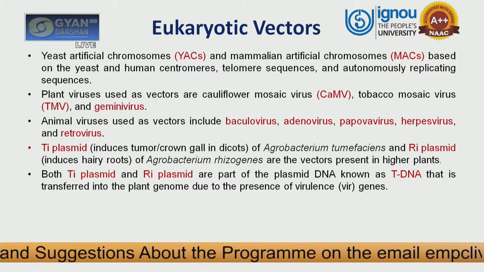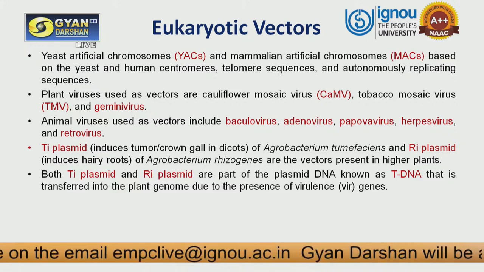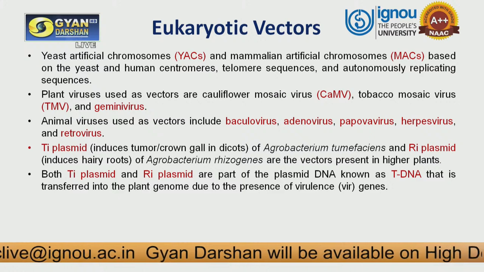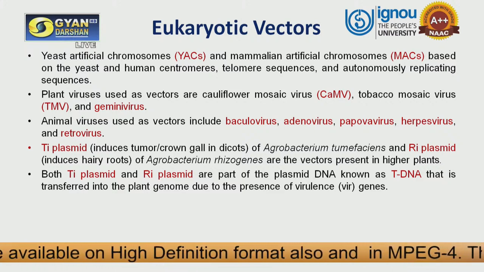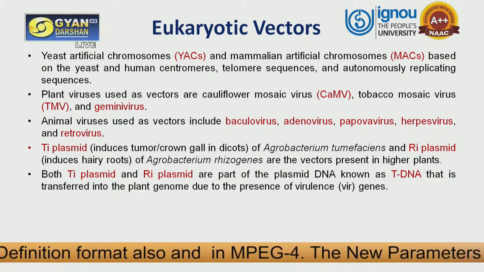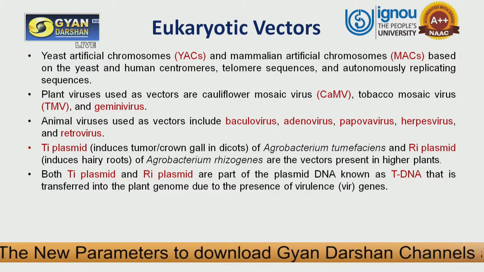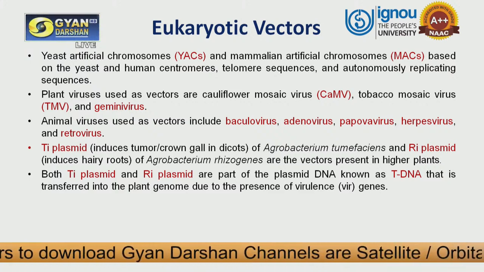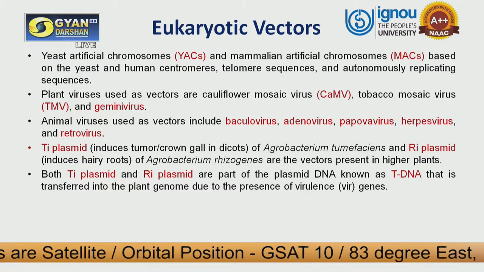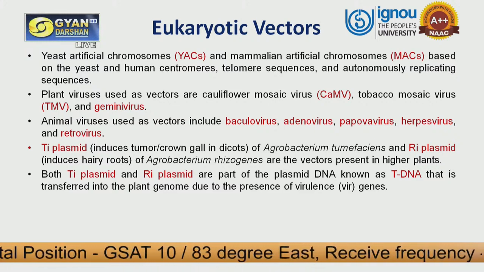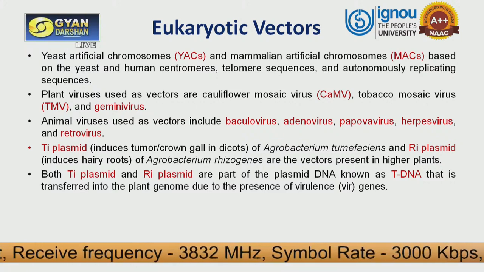Coming to eukaryotic vectors, as I have told earlier, prokaryotes are comparatively simple systems, but sometimes we need a complex system to work, as the processing of the protein or glycosylation that takes place in eukaryotic cells might be a requirement in some experiments. Sometimes we also need bigger fragments to be cloned, and the prokaryotic vectors are not capable of taking up the bigger fragments, and here we need eukaryotic vectors.